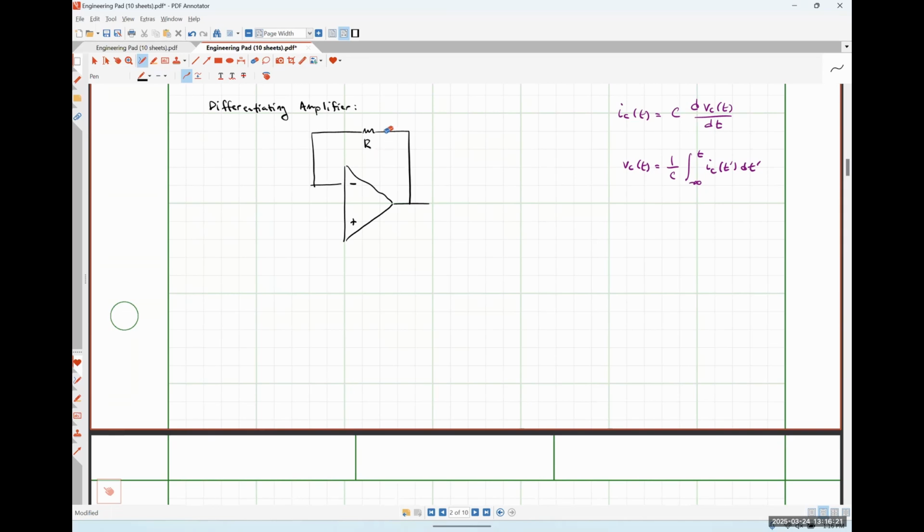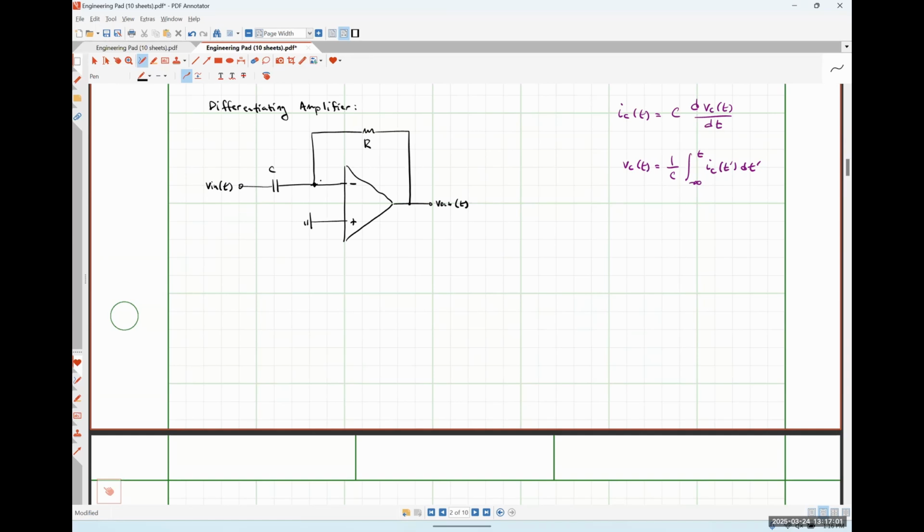Let's just call it R. Here is my output terminal, and I'm going to explicitly put V out of t here, because this circuit will not work for DC circuits. In a DC circuit, my capacitor is just going to look like an open circuit and it's not really going to do anything. And then over here, I'm going to put my capacitor C. Here's my input signal Vn as a function of time, and I'm grounding my non-inverting input node like so.